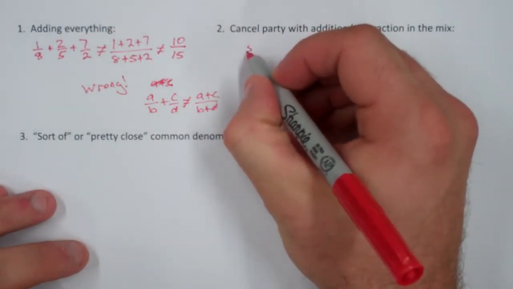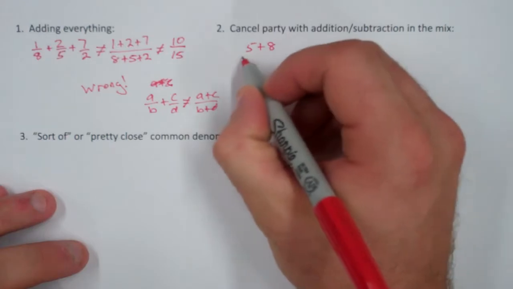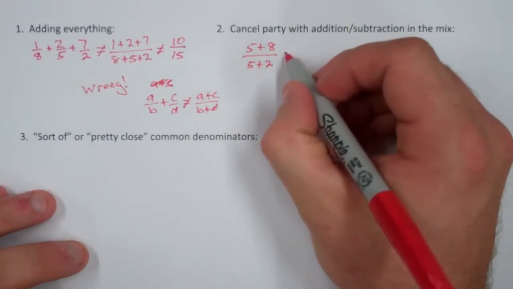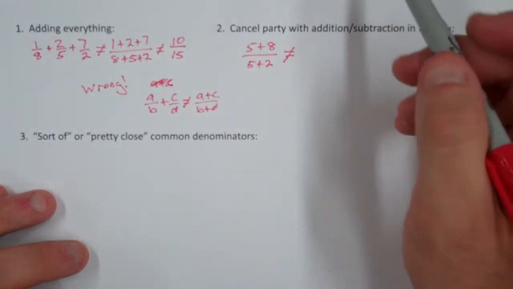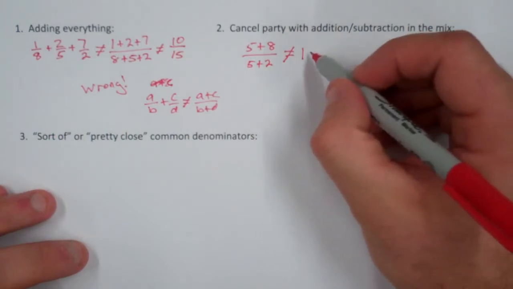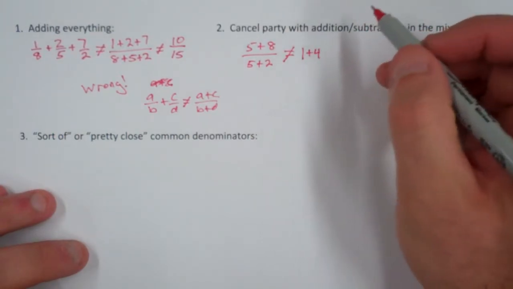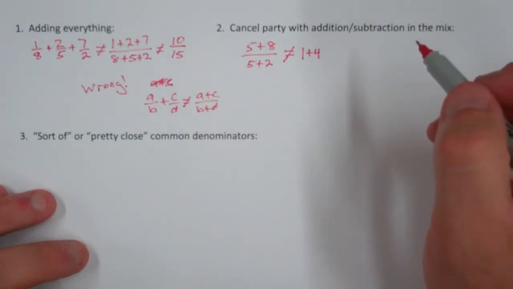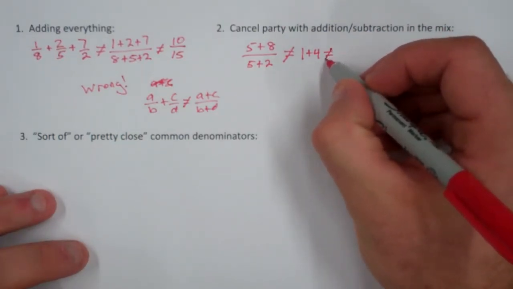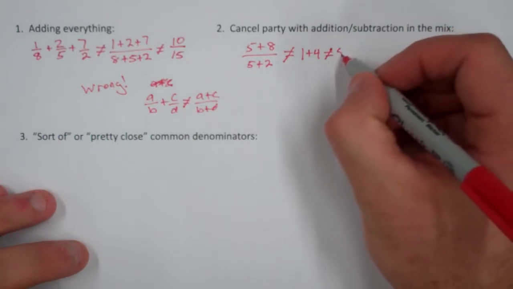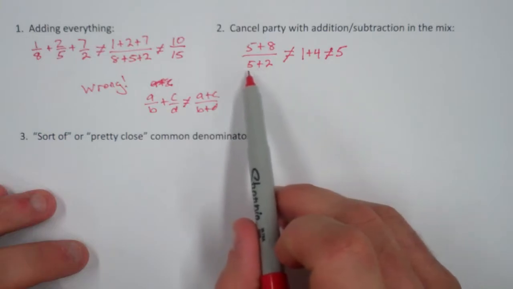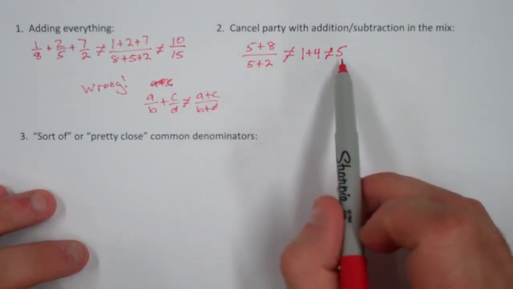So some students will do this. Let me give you an example. 5 plus 8 over 5 plus 2. And they will do this. They will say, well, 5 over 5 is 1, and 8 over 2 is 4. I know it's making me cringe right now writing this because it's totally wrong, totally backwards, not cool at all. That is not equal to 5. And you can tell here that 5 plus 8 is 13, and 13 over 7 is definitely not 5.